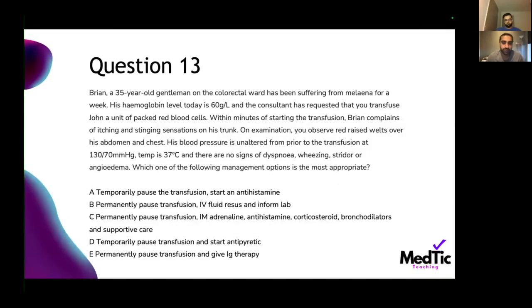A, temporarily pause the transfusion, start an antihistamine. B, permanently pause the transfusion, IV fluid, resus, and inform lab. C, permanently pause the transfusion, IM adrenaline, antihistamine, corticosteroid, bronchodilator, supportive care. D, temporarily pause the transfusion, start antibiotic. Or E, permanently pause transfusion and give immunoglobulin therapy? I'll give you 45 seconds on that.